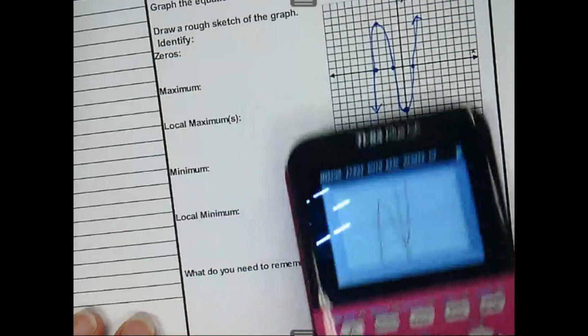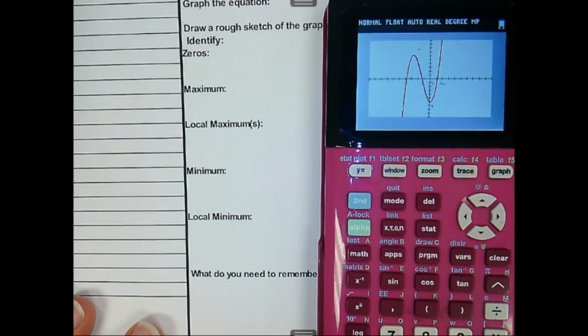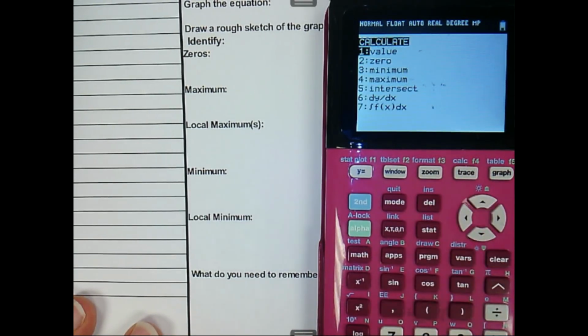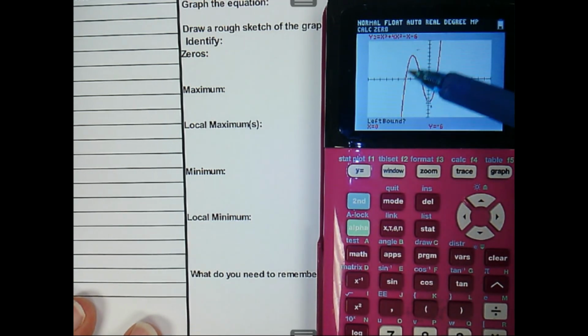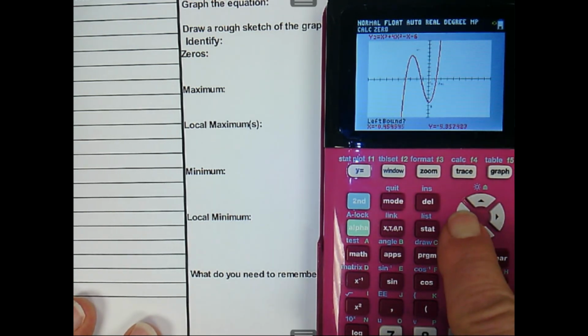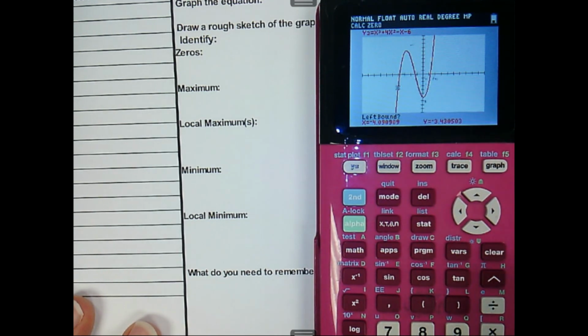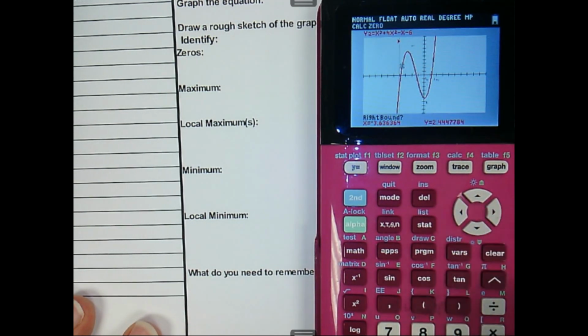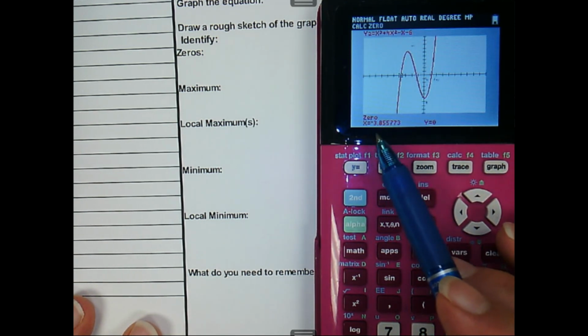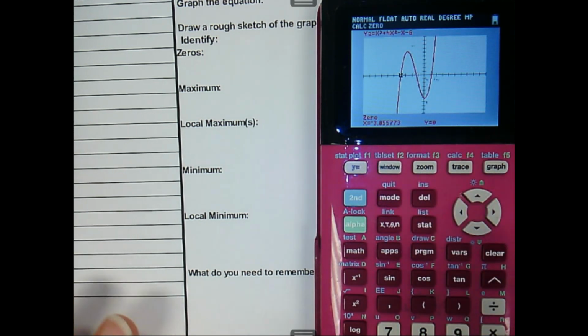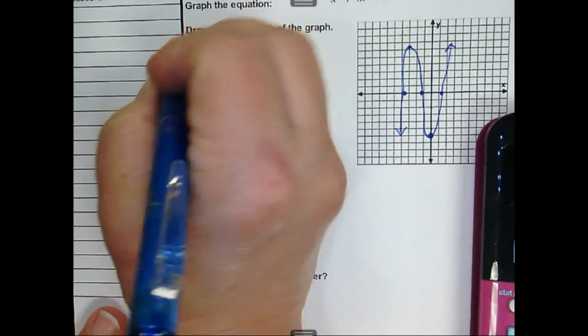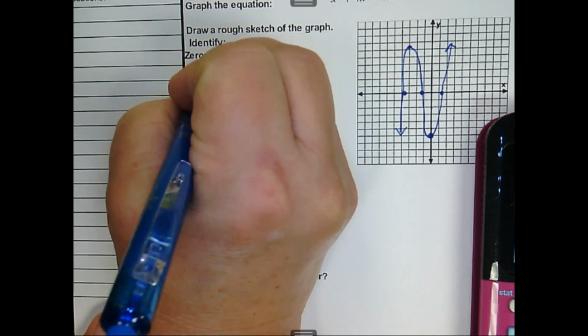Let's find our zeros. Okay, second, trace, number 2. I've got 3 of them. I'm going to start with the first one. I've got to go to the left side of this on the graph, which is down below. I hit enter. Up above, I hit enter. I hit enter a third time, and it says negative 3.85. So this is about negative 3.9, comma 0.